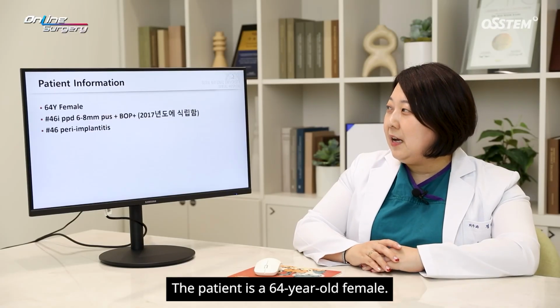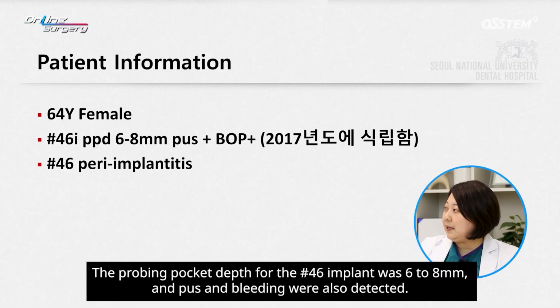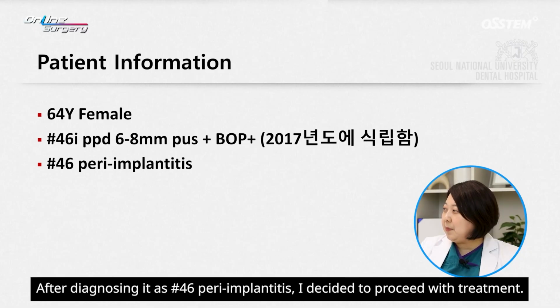The patient is a 64-year-old female. The probing pocket depth for the number 46 implant was 6 to 8 millimeters, and pus and bleeding were also detected. This is the implant I placed back in 2017. After diagnosing it as number 46 peri implantitis, I decided to proceed with treatment.